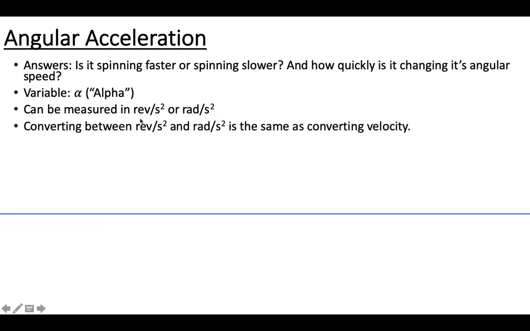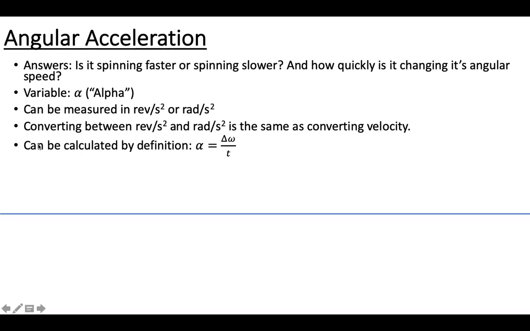Again, we need to be able to convert between revolutions and radians, but notice the seconds squared on the bottom is staying the same. So the only thing we're changing is revolutions to radians. So you still do the same thing. It's either multiply by 2 pi or divide by 2 pi. You still need to know how to convert between them, but how to do it does not change.